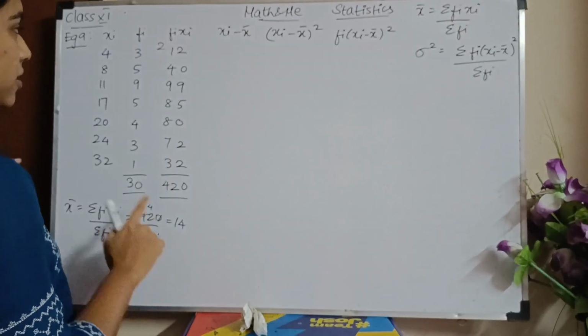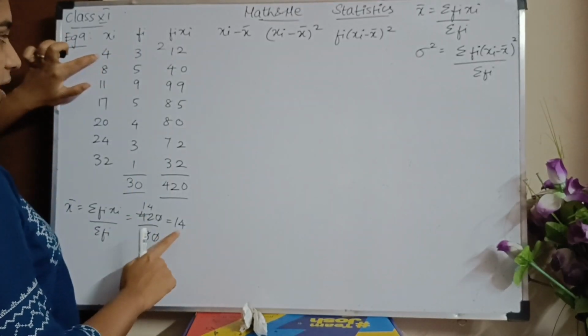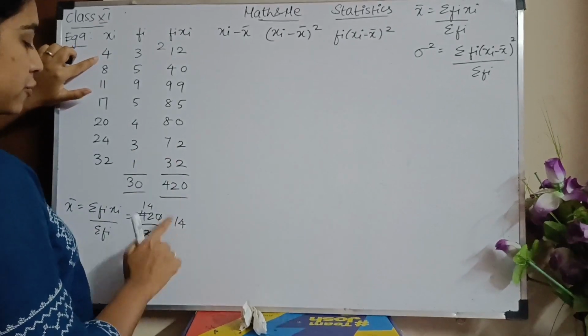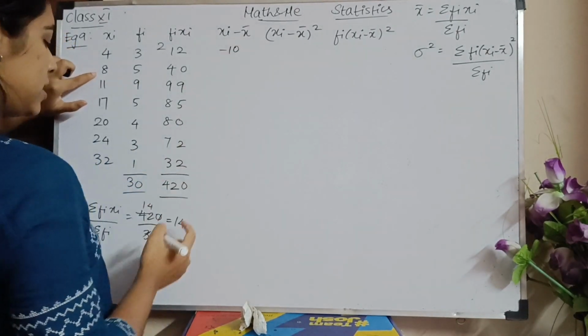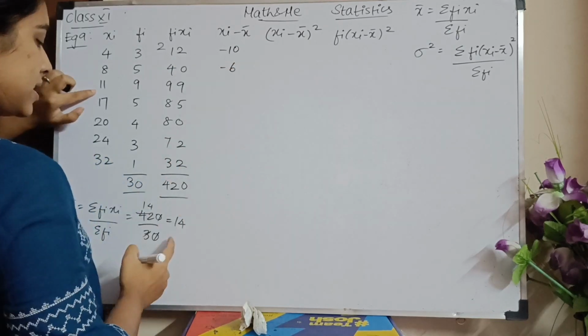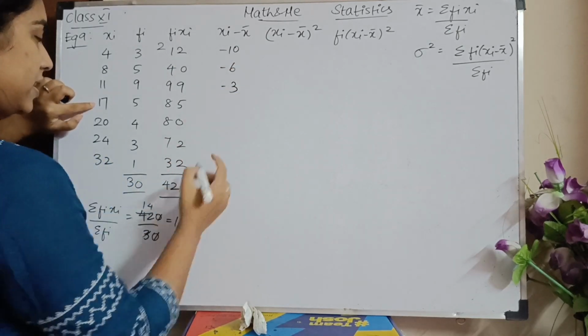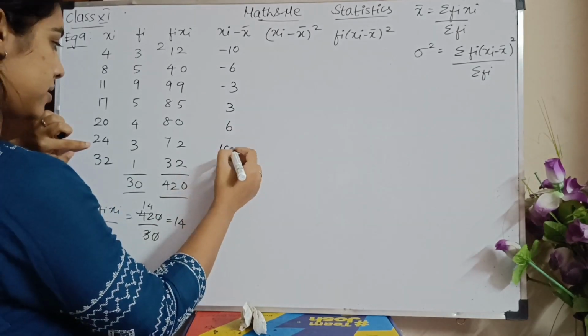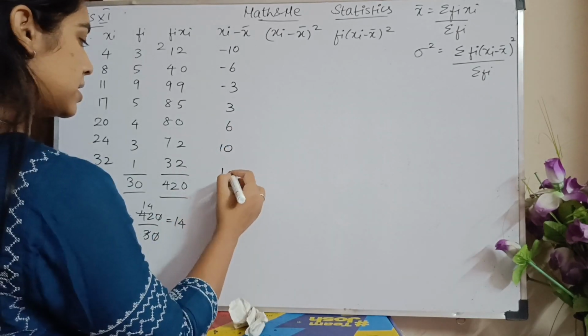Now what is my x bar? 14. So xi minus x bar. Keep your hands in the respective columns so that you don't mix up the columns. So 4 minus 14 is minus 10. 8 minus 14 is minus 6. 11 minus 14 is minus 3. 17 minus 14 is 3. 20 minus 14 is 6. 24 minus 14 is 10. 32 minus 14 is 18.